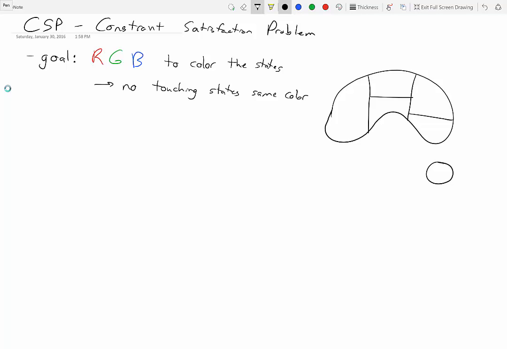So there's three components of a CSP. They're the variables, the domains, and the constraints. So the variables are going to be the things that you're trying to find values for. So in this example, it's going to be the states of Australia.